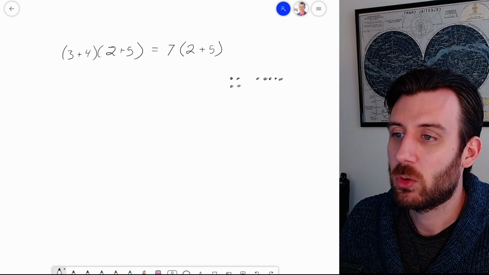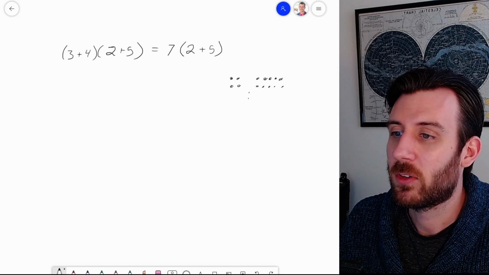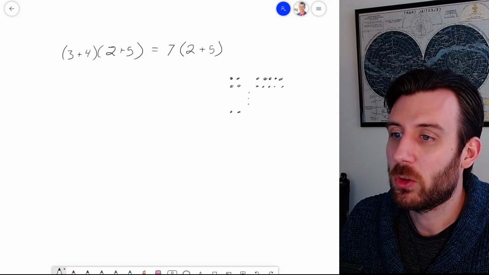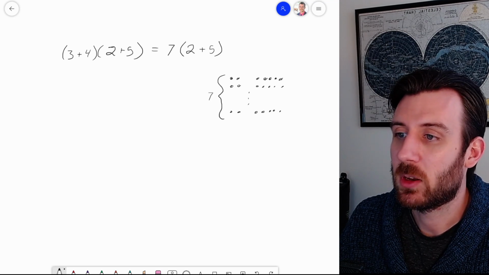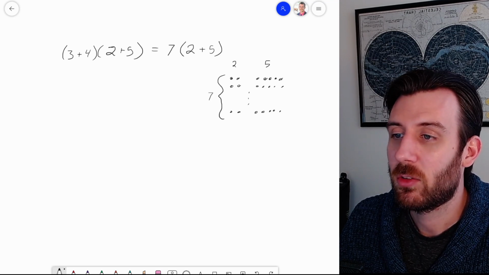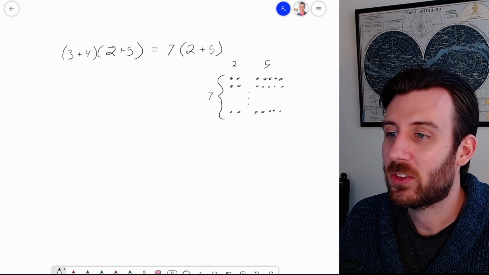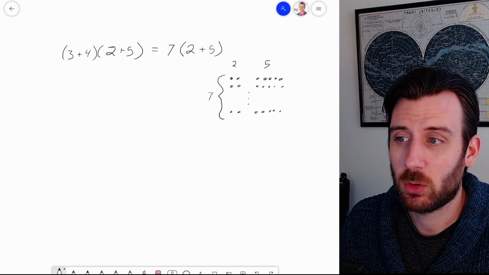So that's going to be 2 times, and maybe I run out of patience, so I'll just say totally, that gets me 7 total groups of this. So there's 7 groups here happening of 2 and 5. Well, how much is that in total? That's going to be 2 groups of 7 or 7 groups of 2.